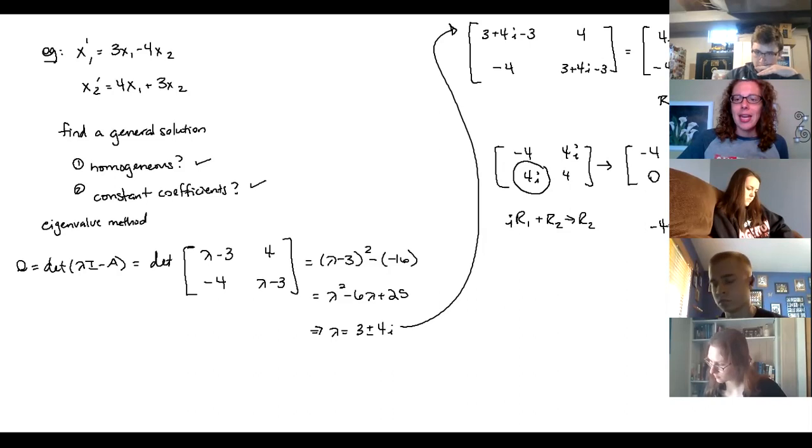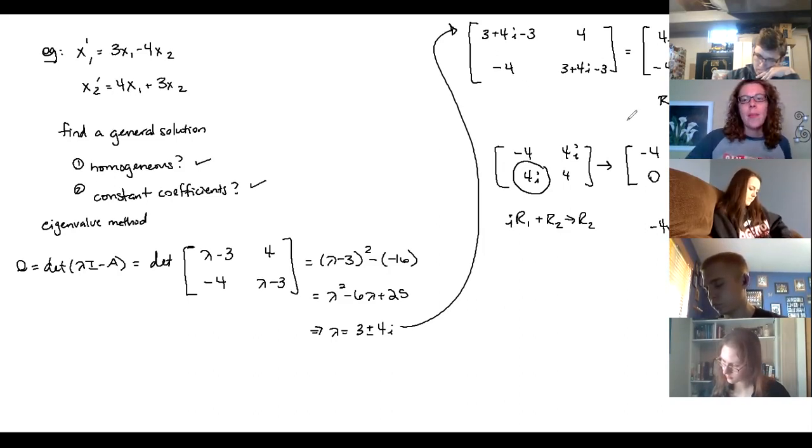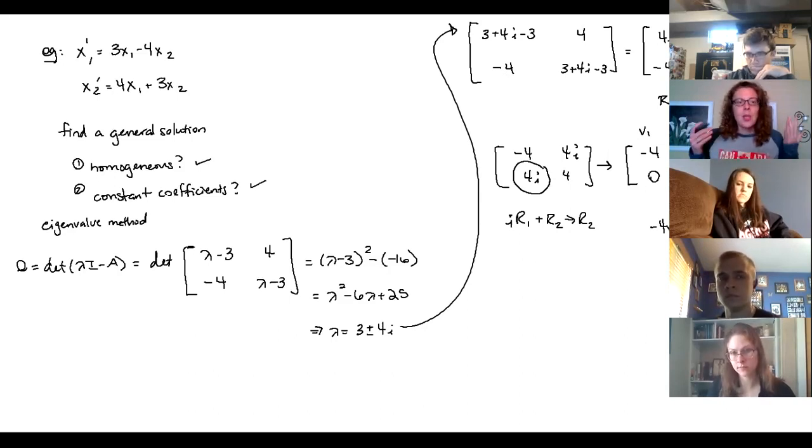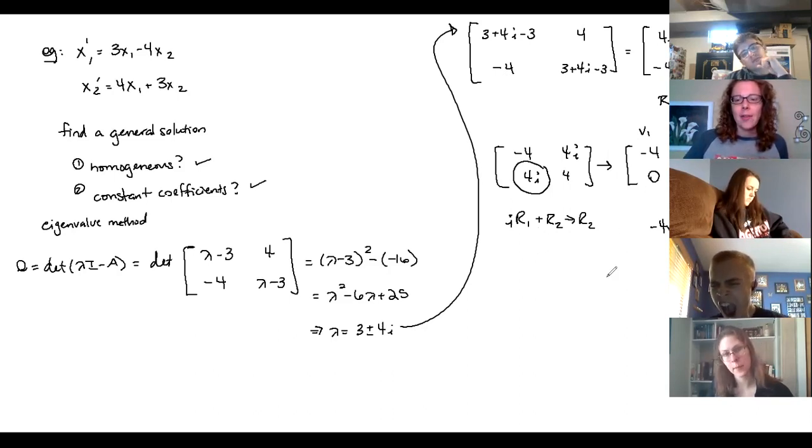Okay, so here's my equation. I have negative 4v1 plus 4i v2 equals 0. Remember, my column headings are v1 and v2. That's what I'm trying to find in this case. And remember, I hid the zeros on the right-hand side because they just totally stay. So negative 4v1 plus 4i v2 equals 0. We can choose whatever we want. It doesn't make a difference.